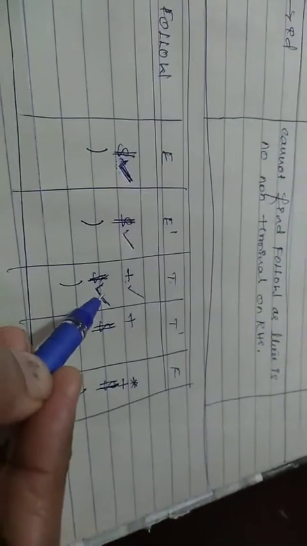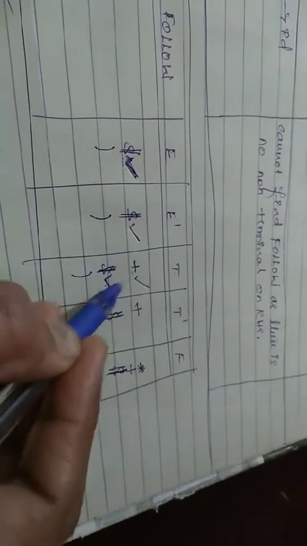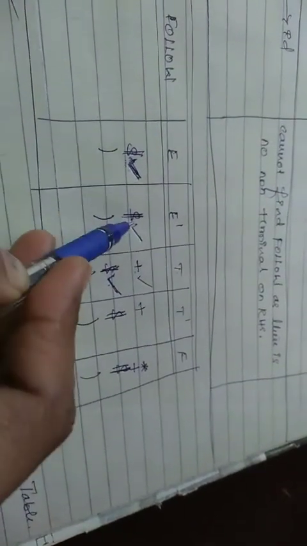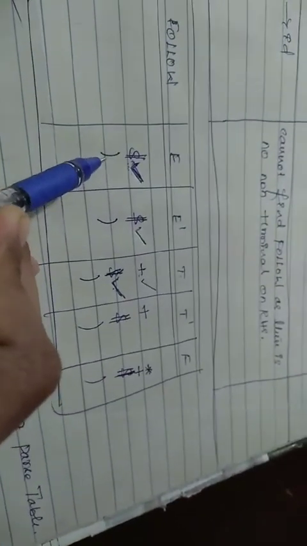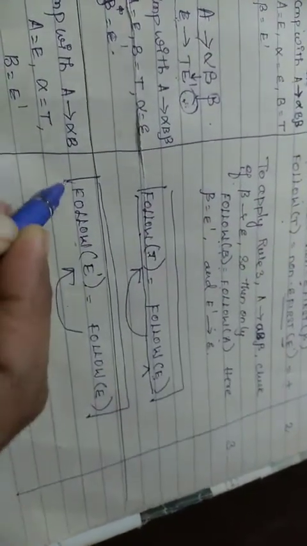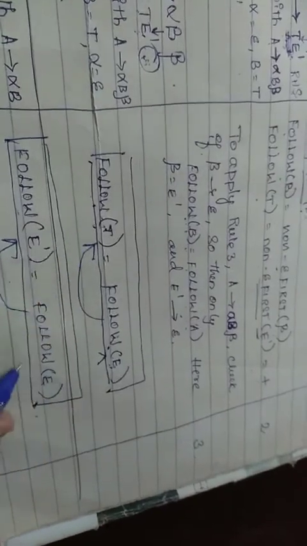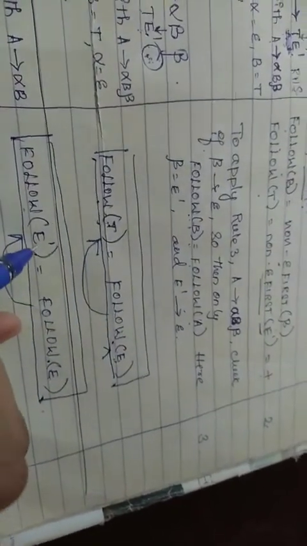Whichever I am making a tick mark, my process is done up to that. Later I may get this, and at that time I have to take it here and then here. That's why I am making a rectangular box. Later, after completing everything, make sure that whatever is there in E goes to T, and whatever is there in E goes to E dash. Make sure you check all the rectangular boxes.